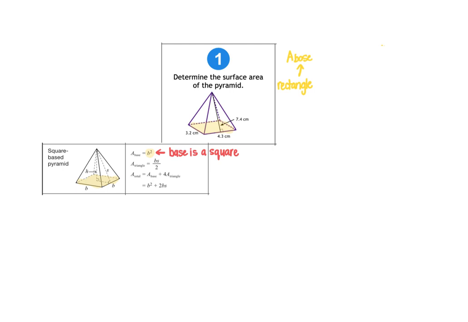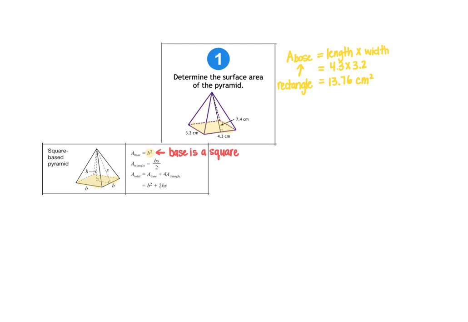Our area can be found by doing 4.3 multiplied by 3.2. This will give us 13.76. So we know the area of our base will be 13.76 centimeters squared. Now we'll need to find the area of the triangles on the sides of our pyramid.